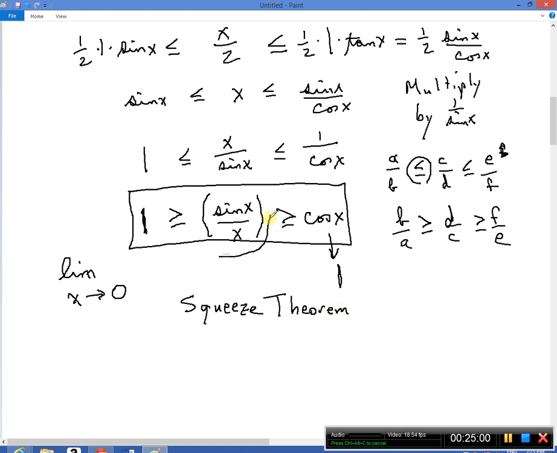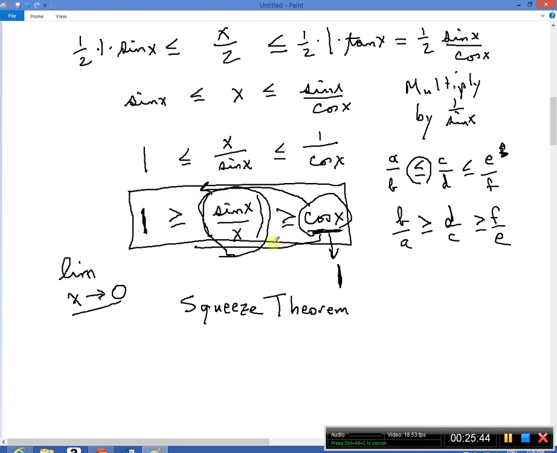It says if you have a function that is squeezed between two other functions, both of which have the same limit, then the one that's in between is going to have that same limit too. It's crushed between a rock and a hard place. So this cosine curve is scrunching into 1. It's like the walls closing in on this sine of x over x, and the closer x gets to 0, the closer this wall slides in towards 1. 1 isn't moving at all, but this is the moving wall that makes its way in towards 1 and crushes sine of x over x into 1.